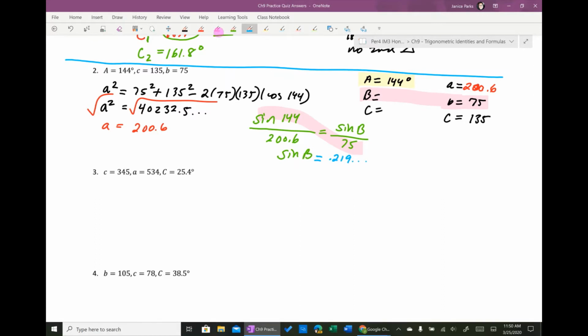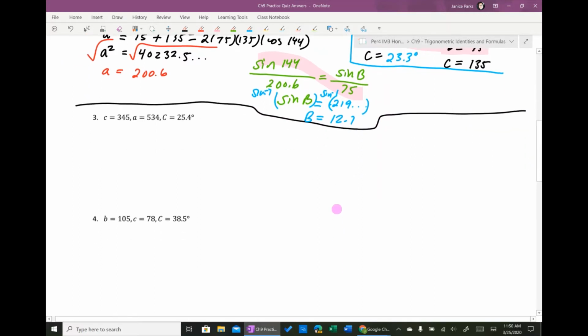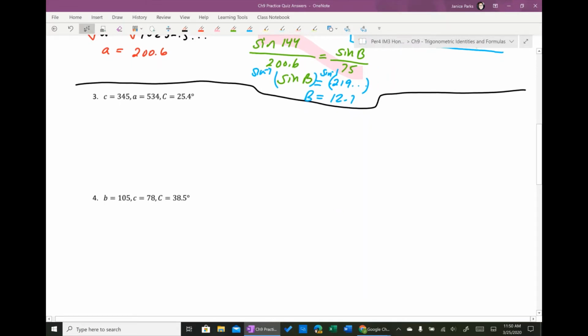Then you're going to do the inverse sine of both sides, and you'll get that B is equal to 12.7. If you add those two together and subtract that from 180, you're going to get 23.3 degrees for angle C. You never have to check for a second triangle. It's never ambiguous. They're called ambiguous cases when you're doing law of sines. For the next problem, the reason I'm going fast is first of all, because you can pause the video, and second of all, because you should have already done these before you check your work.